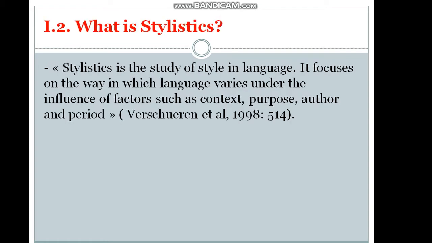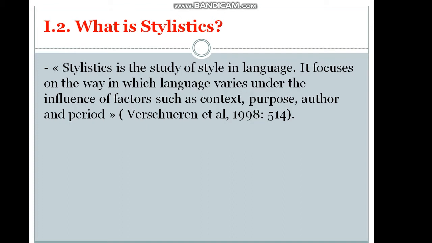Now, moving to stylistics. Basically, the first thing you have to put in your mind is that stylistics is the study of style in language. There is a basic view again: it focuses on the way in which language varies. So there is here language variety. What does language variety mean? That means the use of language is going to change.